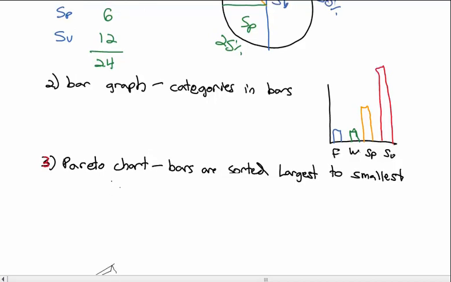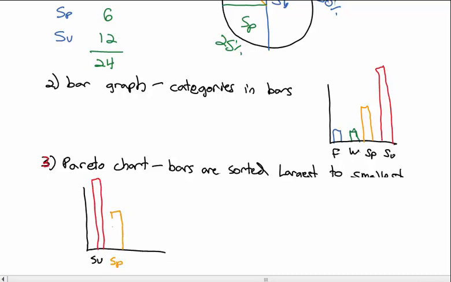So in this case, I'm saying it's boring because they're pretty much already in order. We just need to switch the order of our chart. Put summer first because that's the tallest bar. Then we'll put spring next because that's the next tallest bar. And then tied would be winter and fall because those are the next tallest bars. So the Pareto chart, they're just in order largest to smallest.